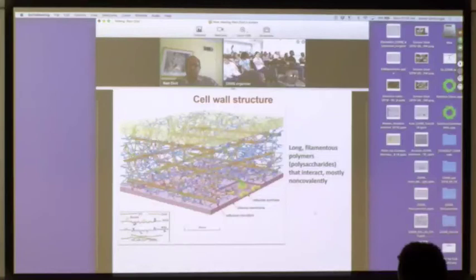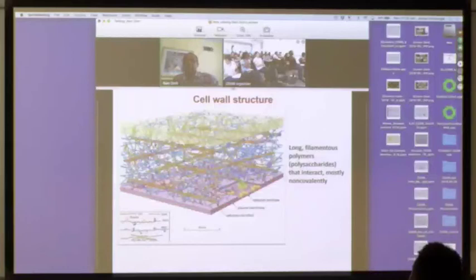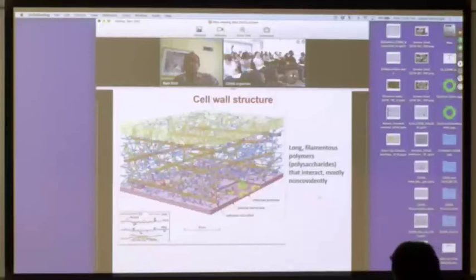So the similarity is only in terms of having long filamentous polymers that make up both animal ECM and plant cell wall. The distinction is that animal ECM is made of protein polymers, while plant ECM is primarily polysaccharides, or sugar polymers. In both cases, these long filamentous polymers are interacting non-covalently, and those interactions are made and broken, and that's a big business in terms of regulating cell shape.